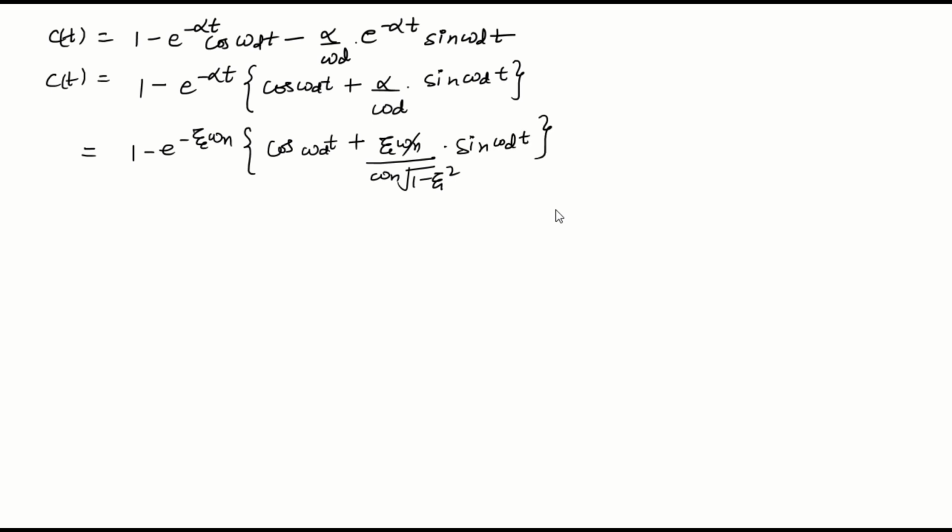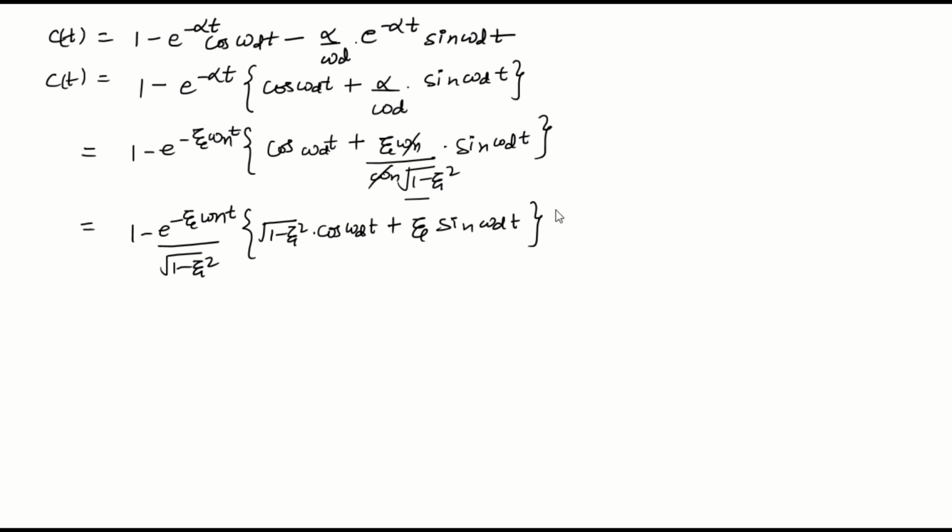Now here omega n will get cancelled. Let's take this value outside of the bracket. So this will be 1 minus e raised to power minus zeta omega n t divided by square root 1 minus zeta square, multiplied by square root 1 minus zeta square cos omega d t plus zeta times sine omega d t. So this is our time response of the second order system.